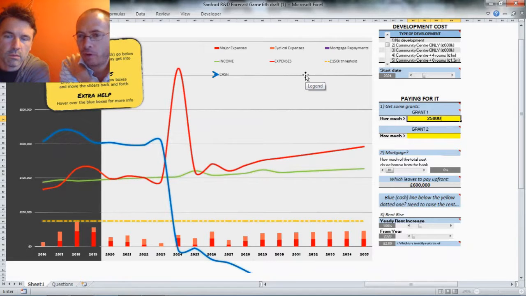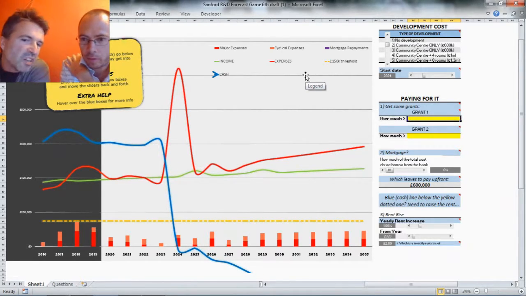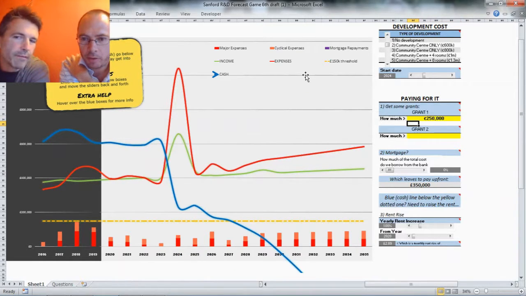So that's £25,000 I'm putting in. Okay, that doesn't do much, does it? Delete it for a second, just to see what difference it makes. Yeah, it makes a little difference, but not much. I mean, you've put in 250,000. That makes a little bit more of a difference.